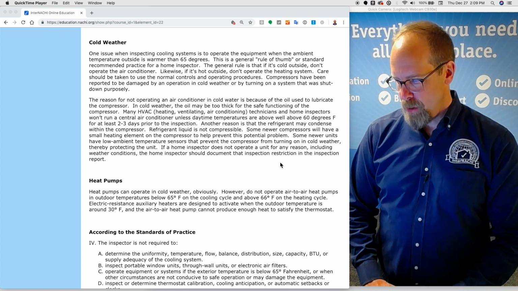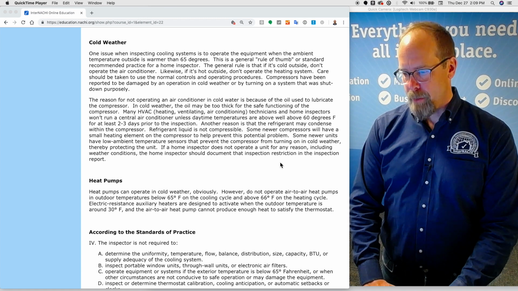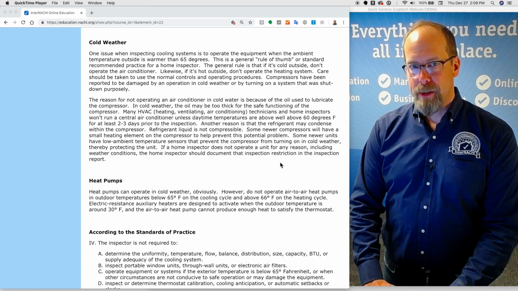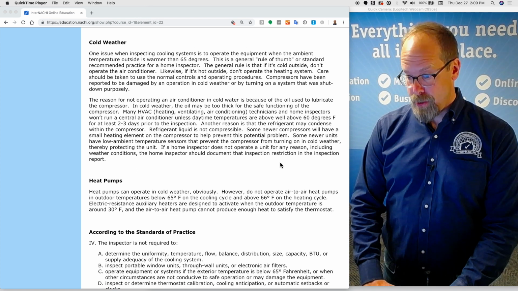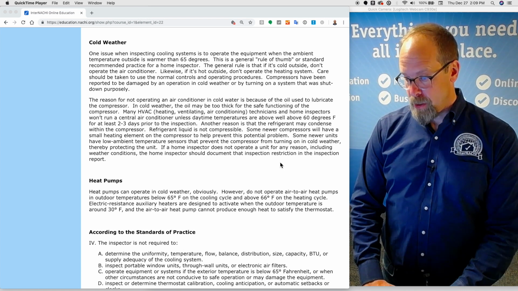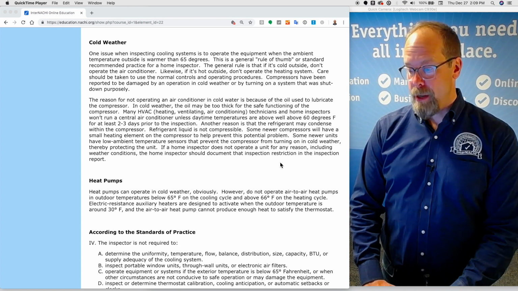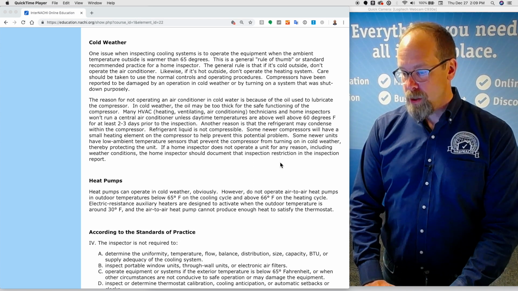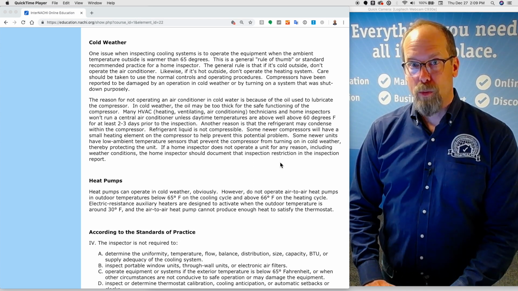Some new compressors will have a small heating element on the compressor to help prevent this potential problem. Some newer units have low ambient temperature sensors that prevent the compressor from turning on in cold weather, thereby protecting itself. If a home inspector does not operate a unit for any reason, including weather conditions, the home inspector could document that the inspection was restricted.